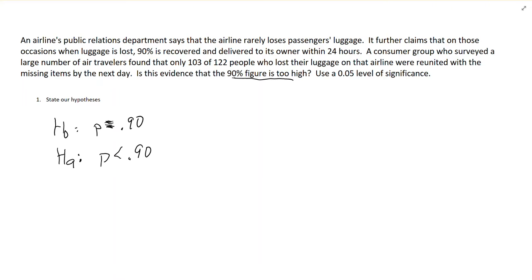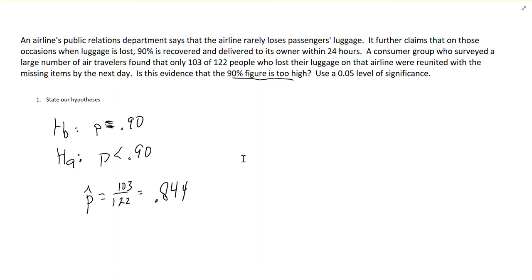The null hypothesis is always an equals to. The alternative hypothesis is a less than. Our sample proportion in this case would be 103 divided by 122. 103 divided by 122, I believe, is about 0.844. So 84.4% of our sample got their luggage back in time.